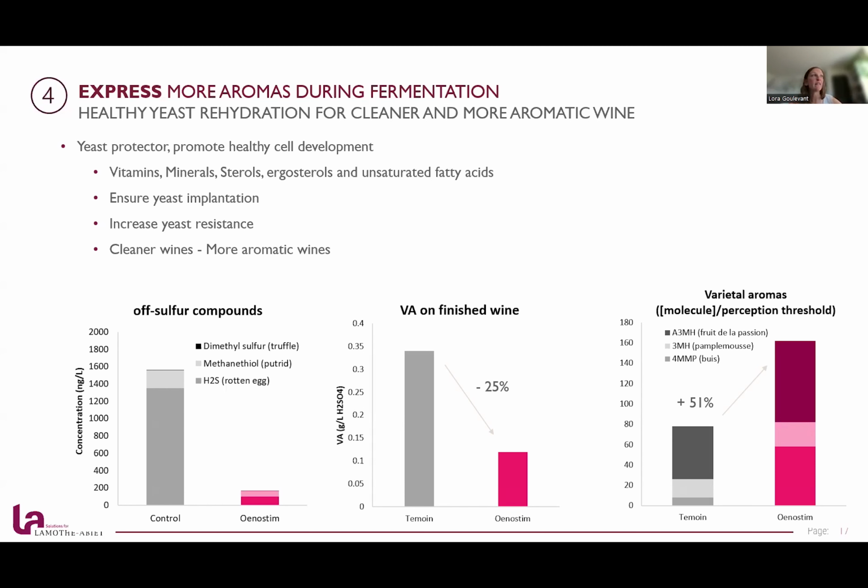So basically, you have less stress. The yeast is healthier, so it's going to produce less sulfur compounds, less VA, and so the yeast is in the best situation to produce and convert more volatile thiols.